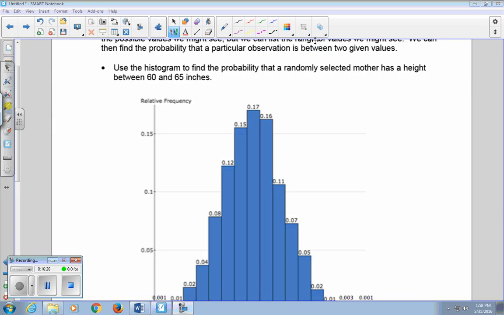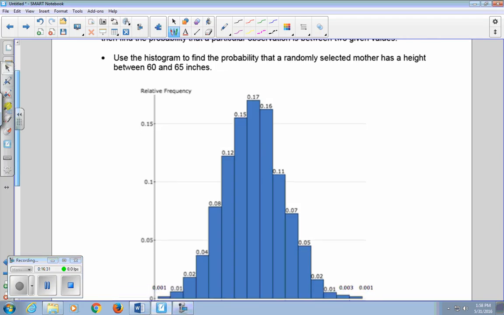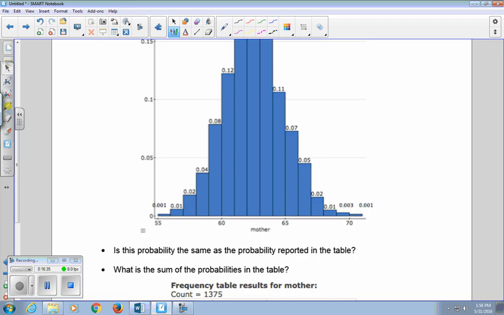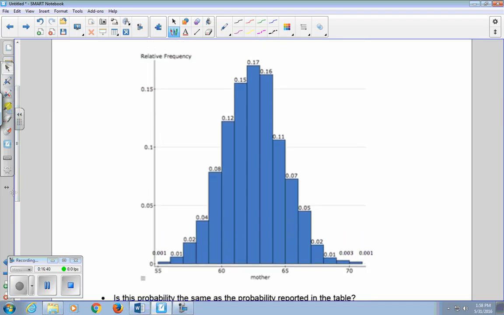Use the histogram to find the probability that a randomly selected mother has a height between 60 and 65 inches. So between 60 and 65 inches, hard to fit this whole thing on our screen. 60 inches is here, and 65 is here. So the probability that we choose a mother that's between 60 and 65 means that we would need to sum up all of these relative frequencies.